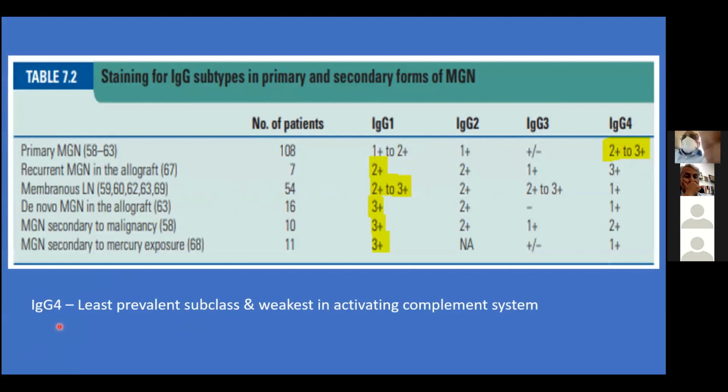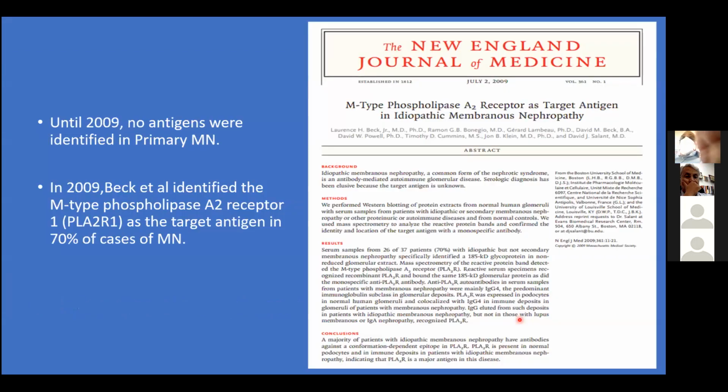So this I already highlighted. IgG4 is the least prevalent subclass and weakest in activating the complement system. Okay, so what causes this primary or idiopathic membranous nephropathy? Until 2009, no antigens were identified in primary membranous nephropathy. But in 2009, Beck et al. identified the M-type phospholipase A2 receptor as a target antigen in 70% of the cases of membranous nephropathy. So this PLA2R is the first target antigen identified in membranous nephropathy.